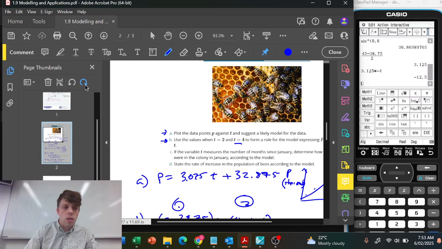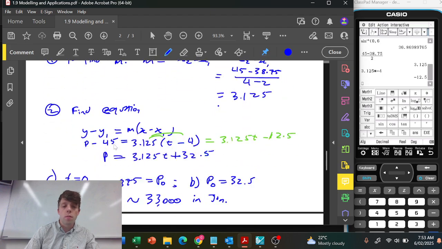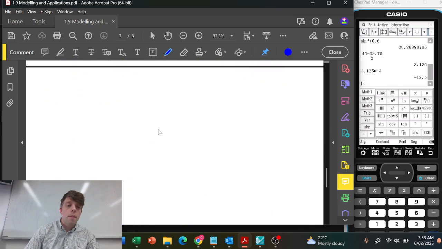It's the very last question here. The question's asking us to state the rate of increase in the population according to the model. Of course, it will depend on which model that you use. But general rule of thumb here is when we're dealing with a linear equation, rate is equal to gradient.